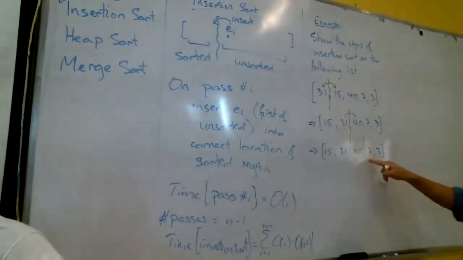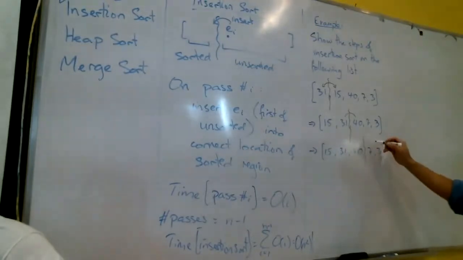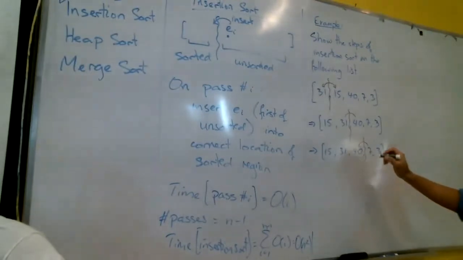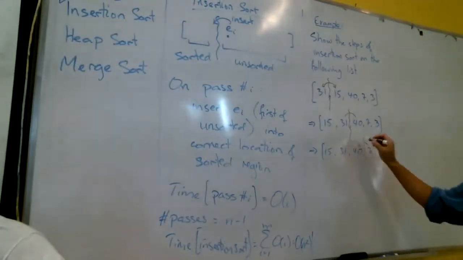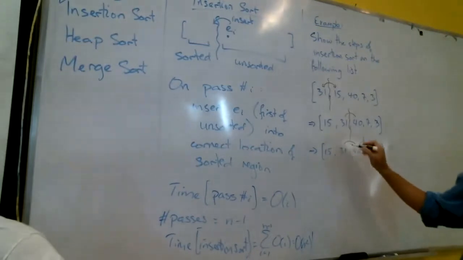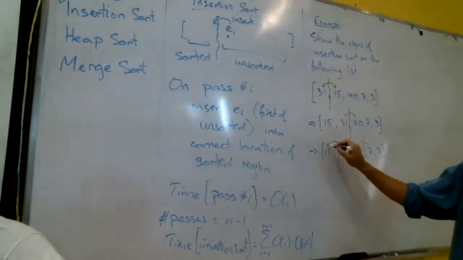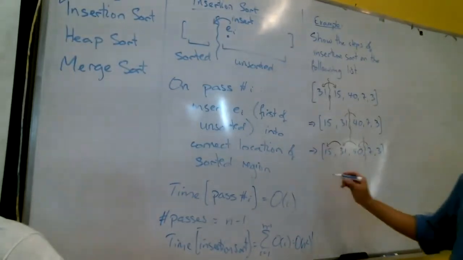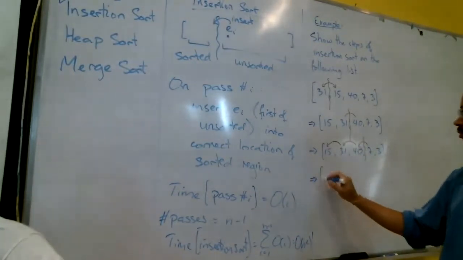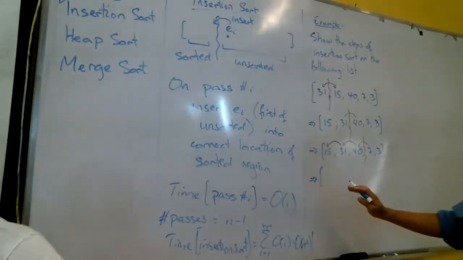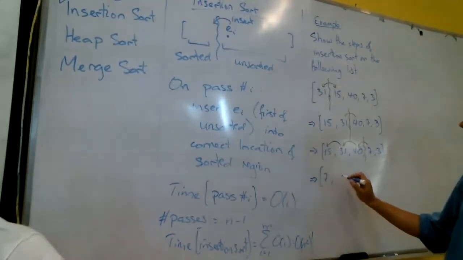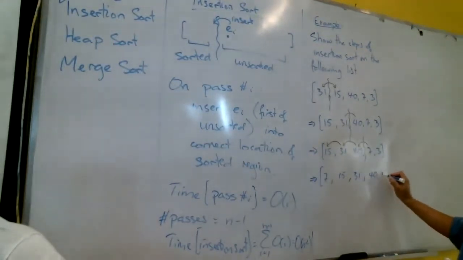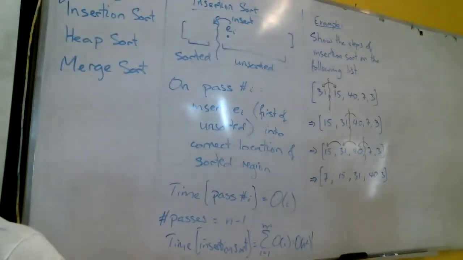Next one, you're going to compare 7. Now the 7 compares to the 40. It's less, so it's going to move. And then we're going to compare with the 31. And it's smaller, so it moves again. Compare with the 15, and it moves again. So at the end of our third pass, we'll have 7, 15, 31, 40, and 3.